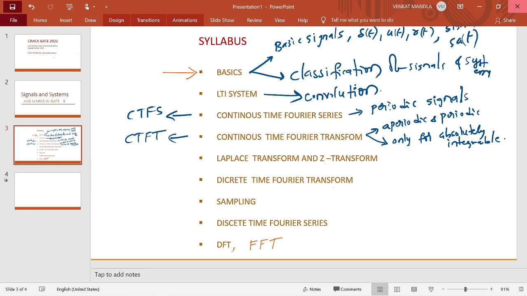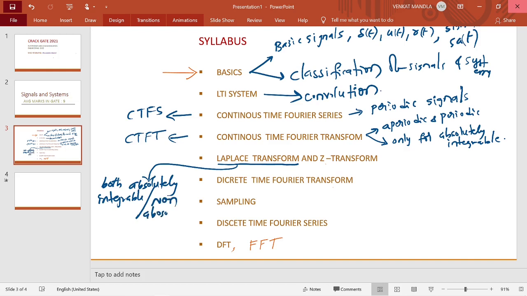Okay, and next the Laplace transform. The continuous time Fourier transform is only for absolutely integrable signals, but the Laplace transform is for both absolutely integrable and non-absolutely integrable signals. Here the concept of ROC will come for non-absolutely integrable signals. I will discuss each and everything. The Z transform I will discuss in short.